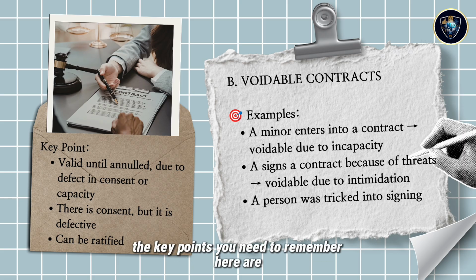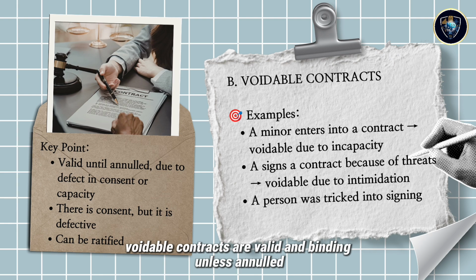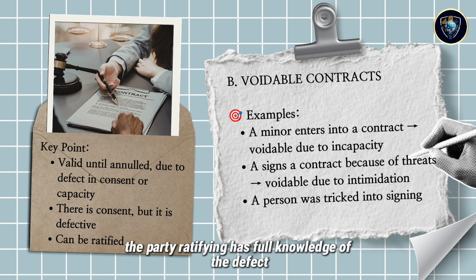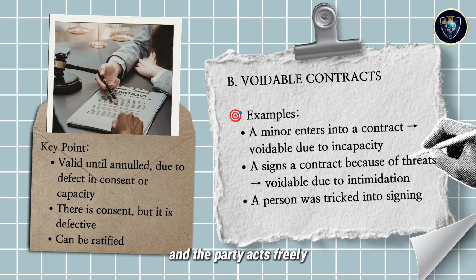The key points you need to remember here are, voidable contracts are valid and binding unless annulled, and because of this, the law allows it to be ratified. But ratification is valid only if the defect, for instance, intimidation, fraud, minority, is already removed. The party ratifying has full knowledge of the defect, and the party acts freely.